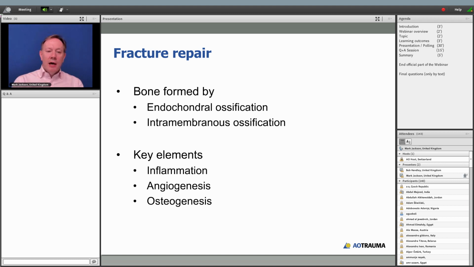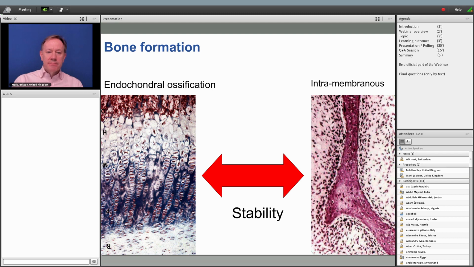Well, how does the bone form? In one of two ways, essentially: with a cartilage precursor, or endochondral ossification, or by a process of bone formation from bone precursors, osteoblasts, in an intramembranous ossification process. And involved with this, there are key elements, including the inflammatory response, the response of new blood vessel formation, angiogenesis, and the formation of bone, osteogenesis. And all these three are involved at various stages, synchronously and metachronously during the process.